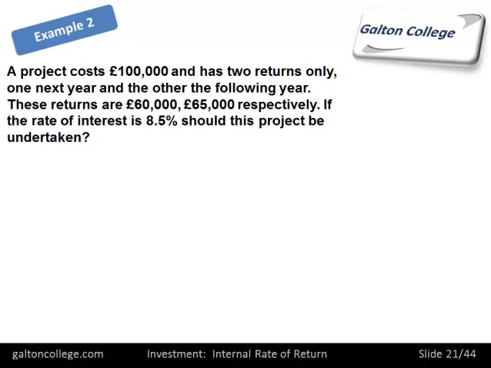Let's have a different example. A project, say, again 100,000, and has two returns only, one next year and one the following year. These returns are 60,000 and 65,000 pounds respectively, and the rate of interest in the bank, let's say, is 8.5%. So should we undertake the project?